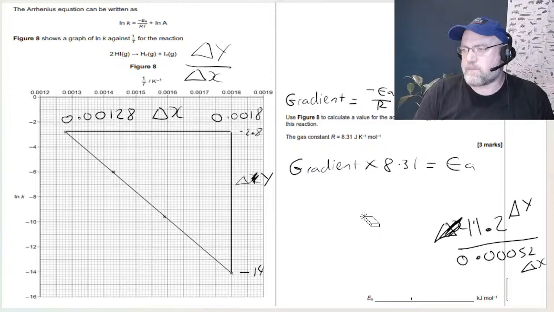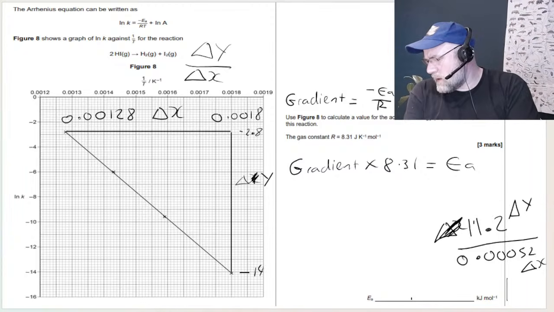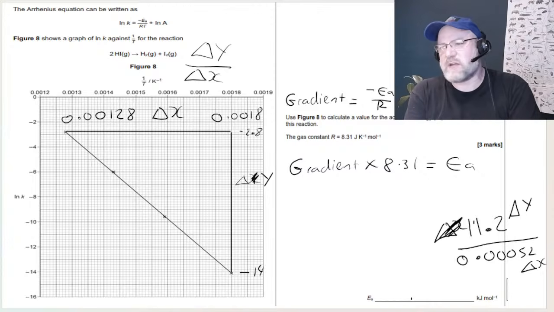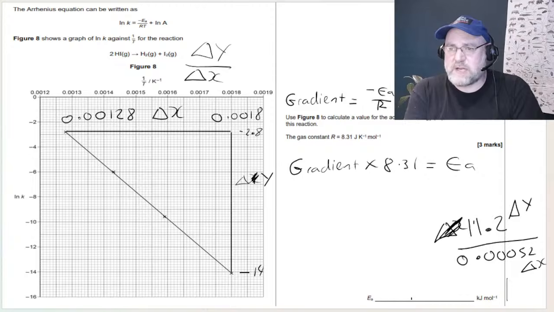Oh my god, I can hear my crazy kid screaming next door. No, activation energy is not negative. Hold on. Before my brain falls apart, the change in y, minus 14 and minus 2.8. Let's just make sure I've got that right. 11.2. And then, what did I make out the change in that was? Oh, fudge. Honestly, it's so late. My brain is not working, folks.